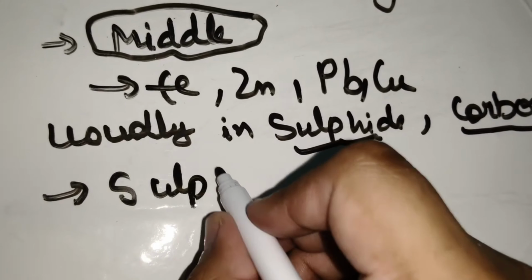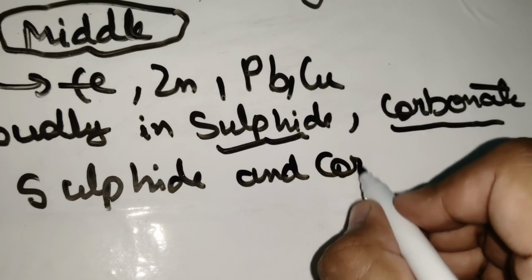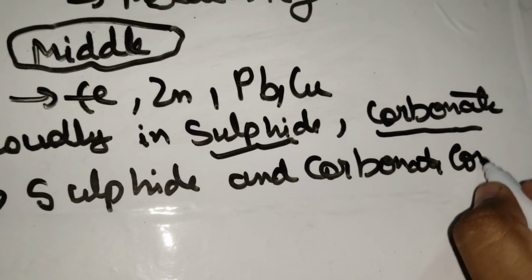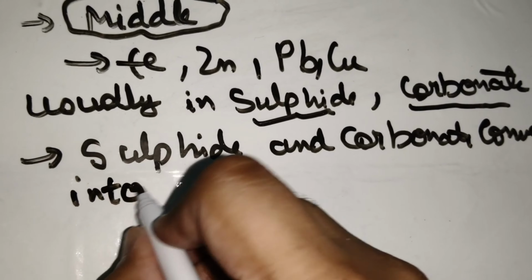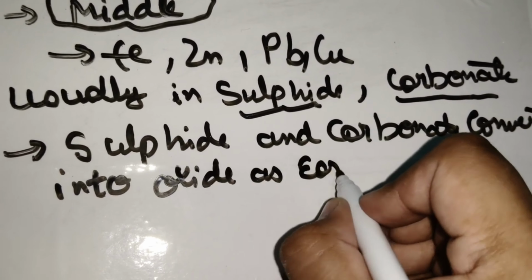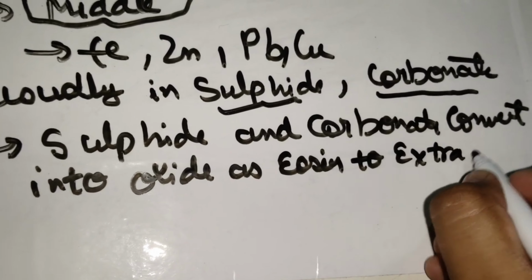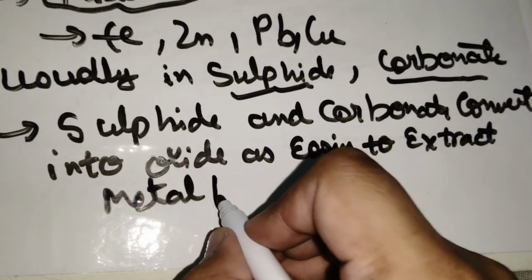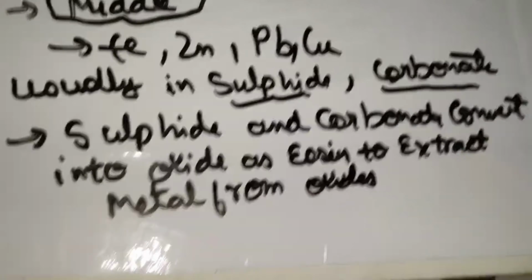Sulfide and carbonate are converted into oxide, as it is easier to extract metal from oxide.